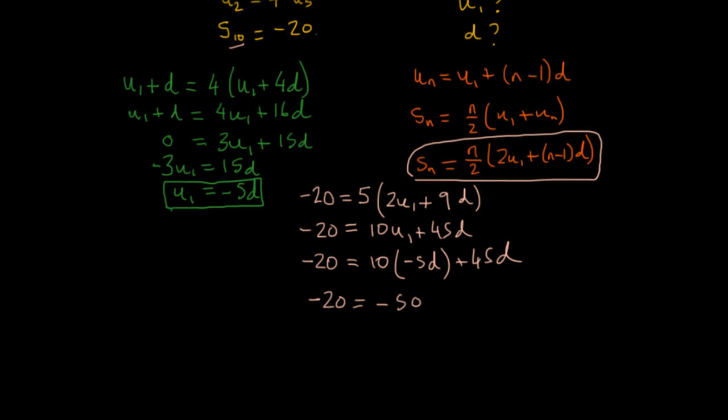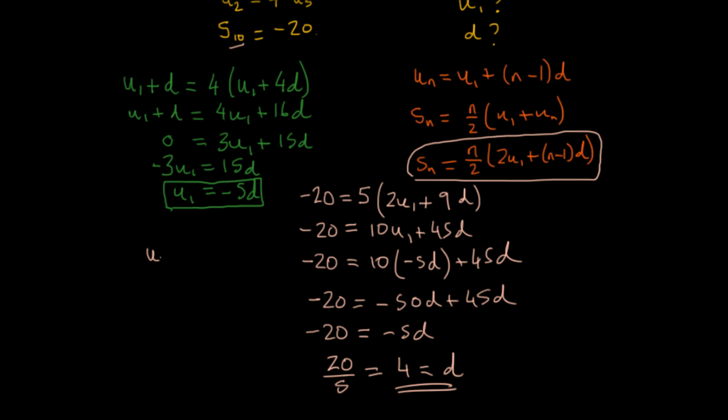Minus 50d plus 45d. If we do minus 50 plus 45, we get minus 5d. Right, and here we have something negative equals something negative, so we can multiply both sides by minus 1 to make them both positive, and then 20 over 5 is equal to 4, and that's equal to our common difference. So we finished that part, and now if we put the d value into here, we get that u1 is actually minus 20.